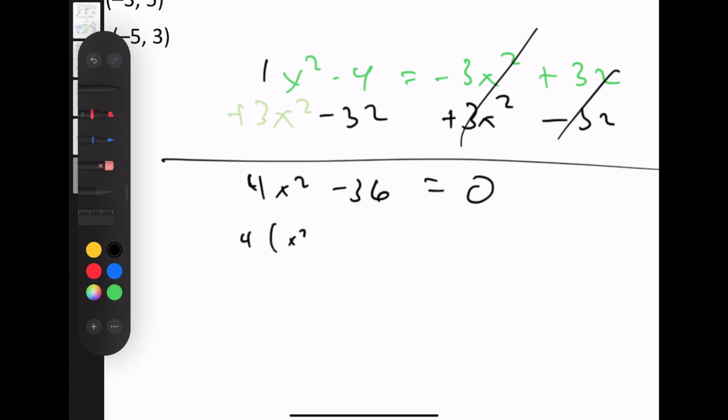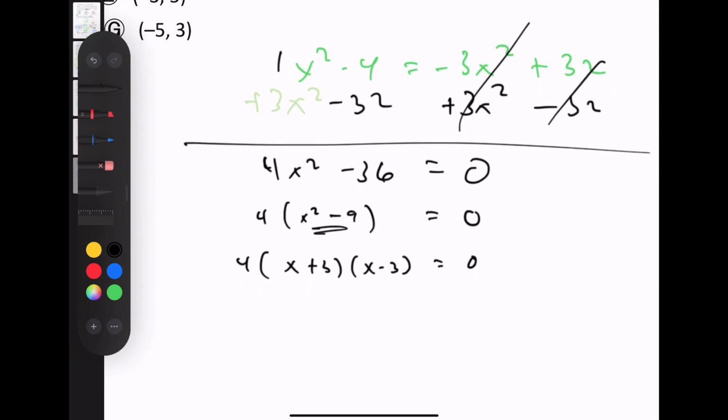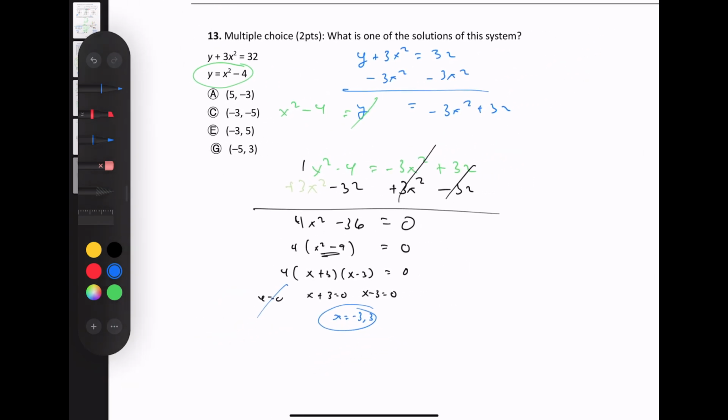Factor out a 4. And if you factor this, you'll get x plus 3, x minus 3. Set those each equal to 0. And then you have -3 and 3 as our answers. Okay, so now I have to test these solutions. Which is one of the solutions in number 13?